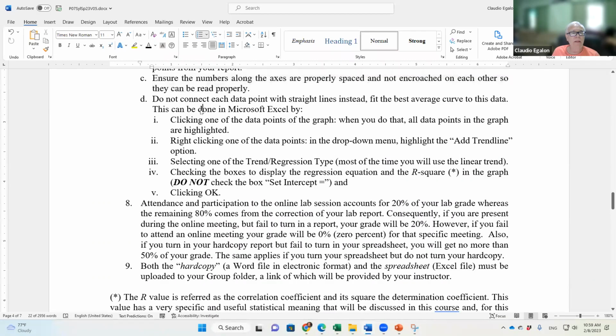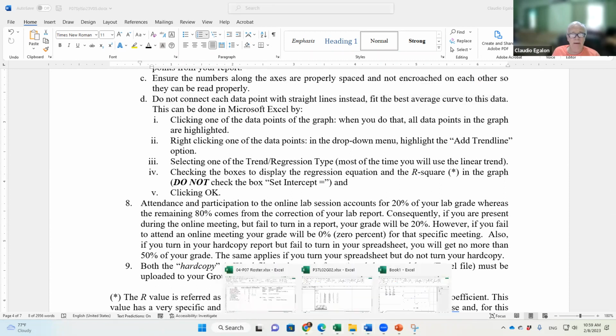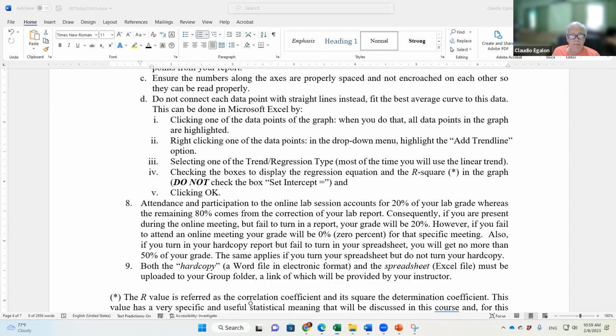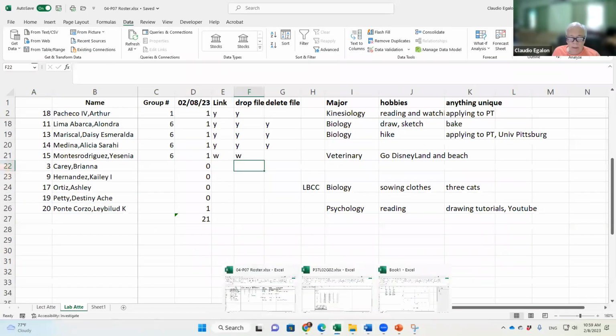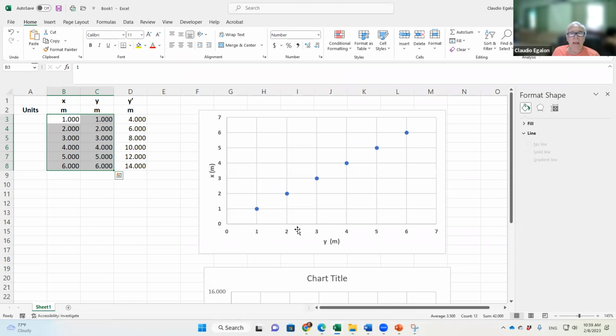Do not connect the data points with straight lines. Instead, fit the best average curve to this data. Okay, so let's do that together. It's amazing what we can do with Excel. Okay, so here you go. How do we do that?